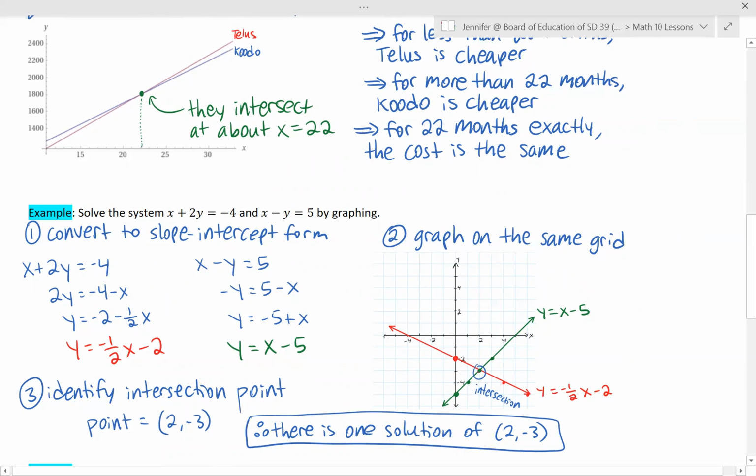So that means there's one solution to the system, and that solution is (2, -3). And that's it. So yes, you can apply context to these lines like I did with the phone problem, but sometimes you'll do problems that just have numbers and letters, and you're just looking for the point of intersection.